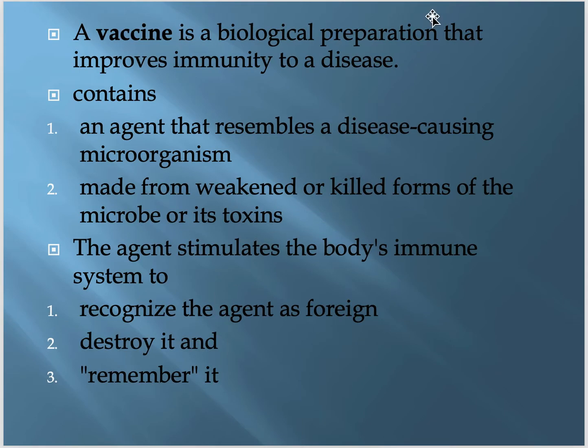A vaccine is a biological preparation that improves immunity to a disease. It contains an agent that resembles a disease-causing microorganism, and a vaccine can be made from weakened or killed forms of the microbes. We can use the whole microbes, whether killed or weakened, or we can use parts of them or their toxin. The agent stimulates the body's immune system to recognize it as foreign, destroy it, and also remember it.